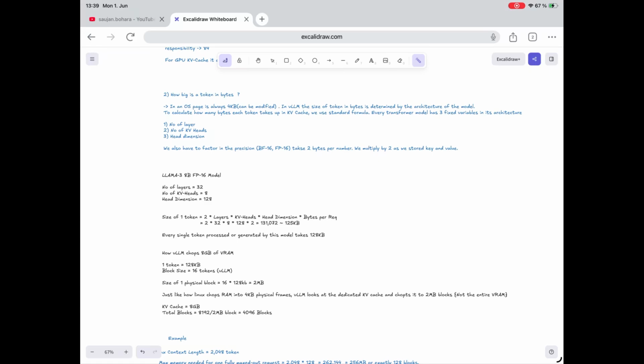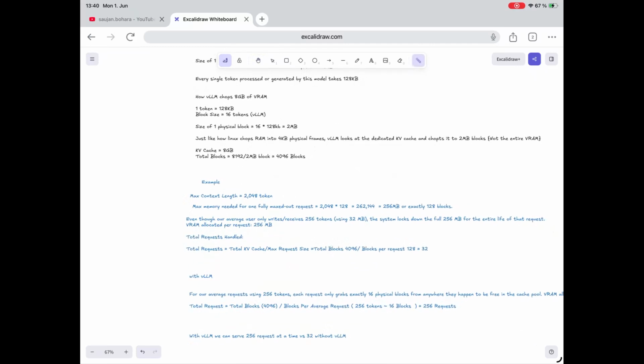Now there's a formula you need to use to find the size of the token. I took this formula, and for this model, it turns out that one token will consume 128 kilobytes of space. By default, vLLM has one block with 16 tokens of space, so one physical block will now consume 2 megabytes of space. Just like how Linux chops the RAM into 4 kilobyte physical frames, vLLM will chop this into 2 megabyte blocks, right?